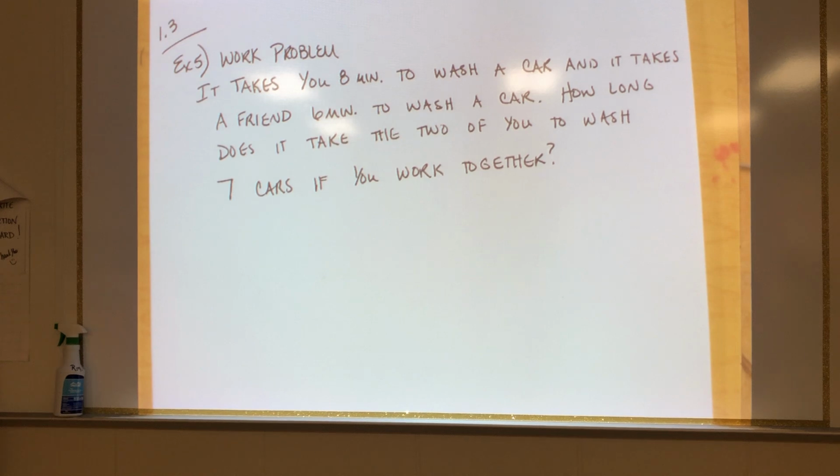All right. So this is a work problem. It says, it takes you 8 minutes to wash a car, and it takes a friend 6 minutes to wash a car. How long does it take the two of you to wash 7 cars if you are working together? Another example of a problem like this might be, if it takes a painter this long to paint the garage, how many painters would I need if I wanted to paint the garage in 2 hours? You see what I'm saying? So I do it like this.